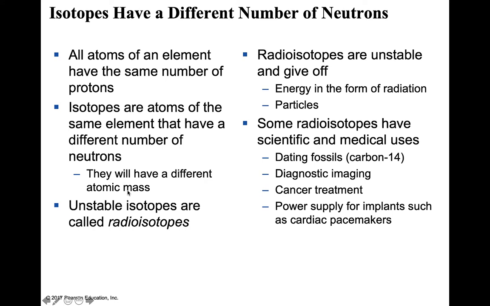Unstable isotopes are called radioisotopes. Radioisotopes are not stable, and they're going to give off energy in the form of radiation or particles. Now, there are some radioisotopes that are used commonly. You may have heard of carbon-14. That's actually used to date fossils. A lot of diagnostic imaging implies the use of radioisotopes, as do many cancer treatments. Also, the power supply for implants such as cardiac pacemakers. So once again, these are isotopes for various elements.